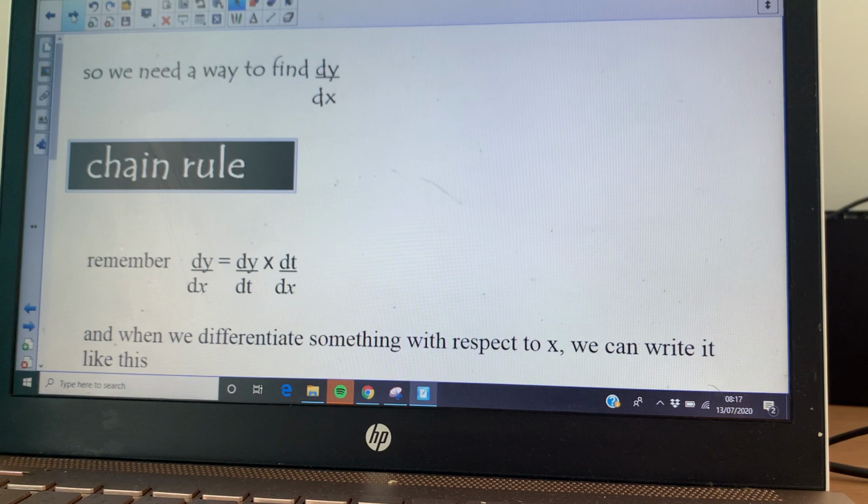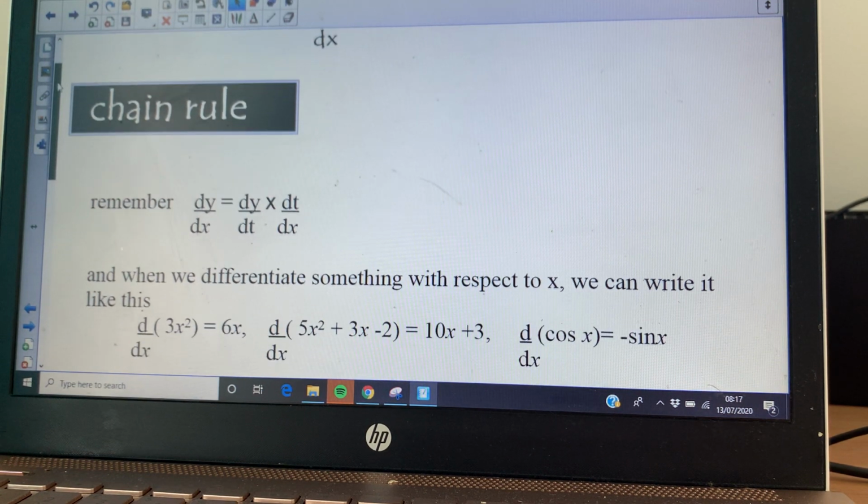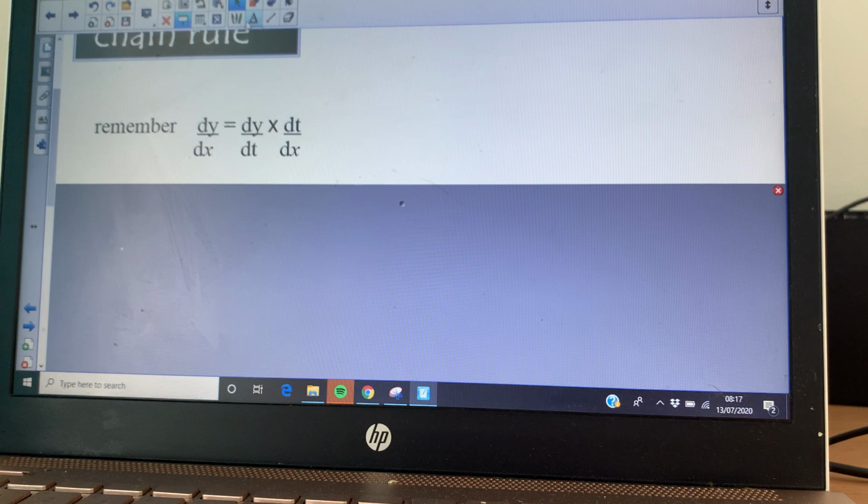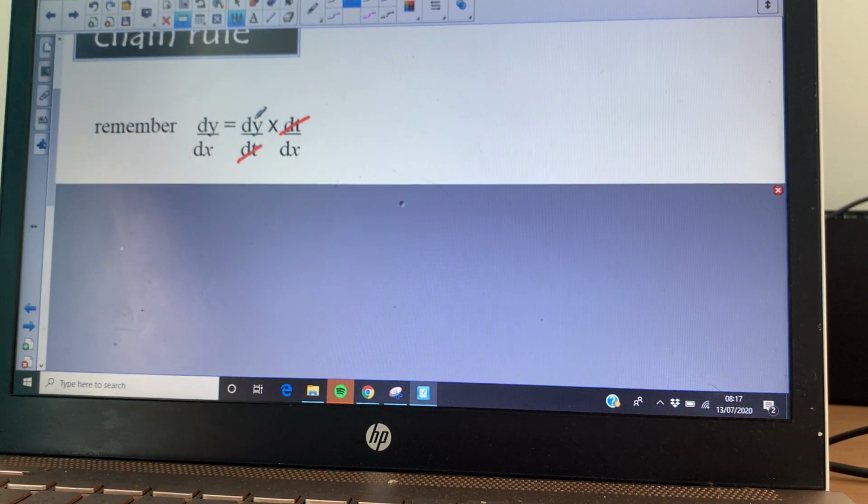So what we're going to do is look at the chain rule. Remember the chain rule. Now the chain rule uses this idea of cancelling. I mean, it's not great maths, but it works for us. It's like cancelling of fractions. So we know that dy/dt times dt/dx is dy/dx.